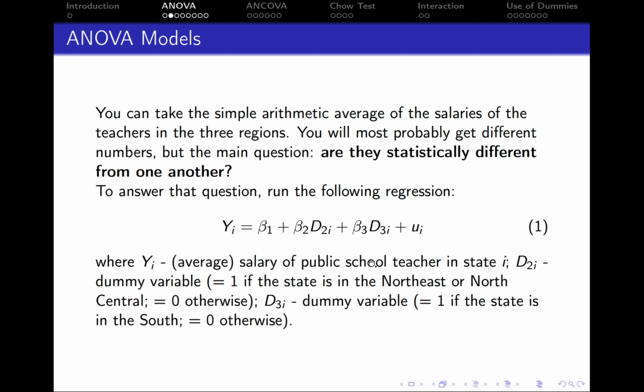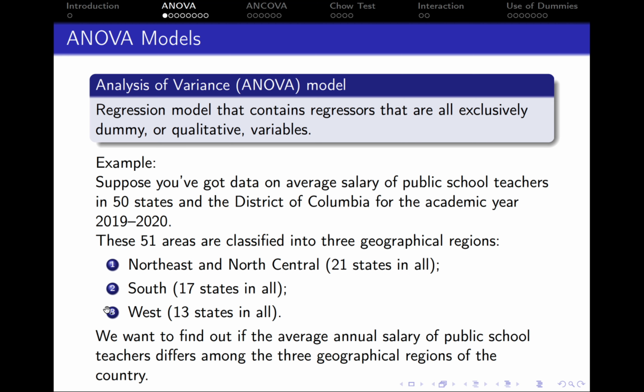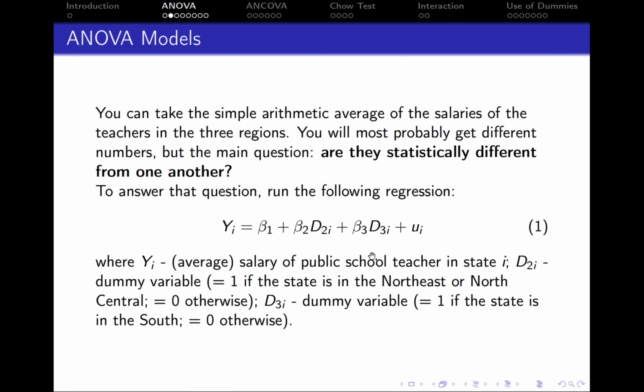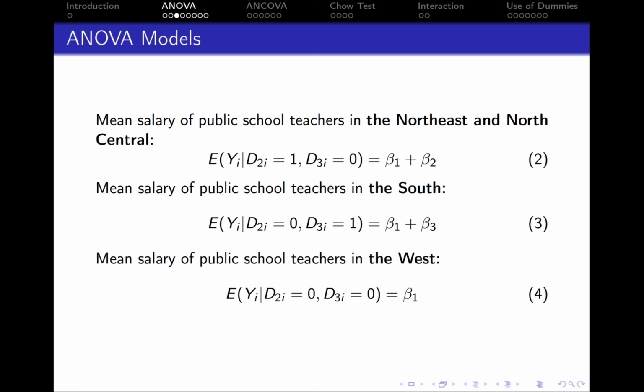An interesting fact: remember we had the third geographical region, West. If you look at this model, you will see that there is no dummy variable for this region. In a second, I will explain why. If we take the salary of the teacher from the West, d2 and d3 will both be equal to 0. So y will be just equal to beta 1. You already know that beta 1 is actually the average salary of the teacher in the West. But I will come back to this in a second.